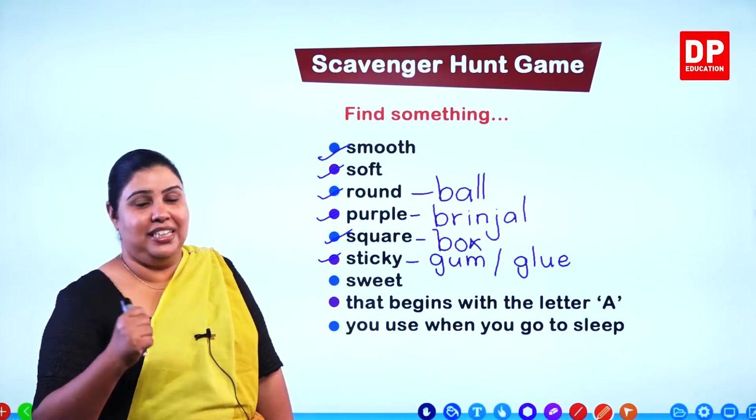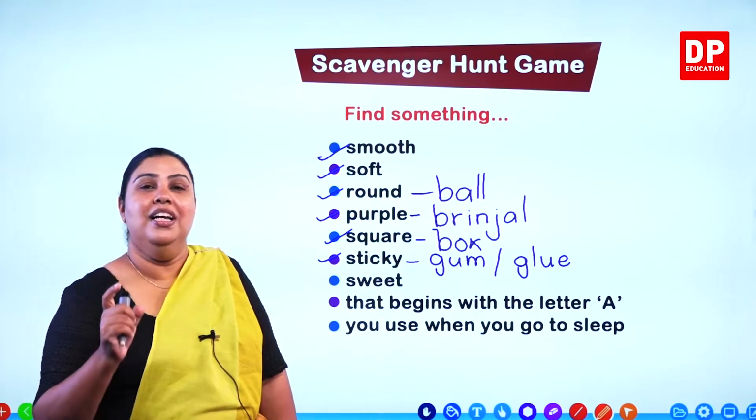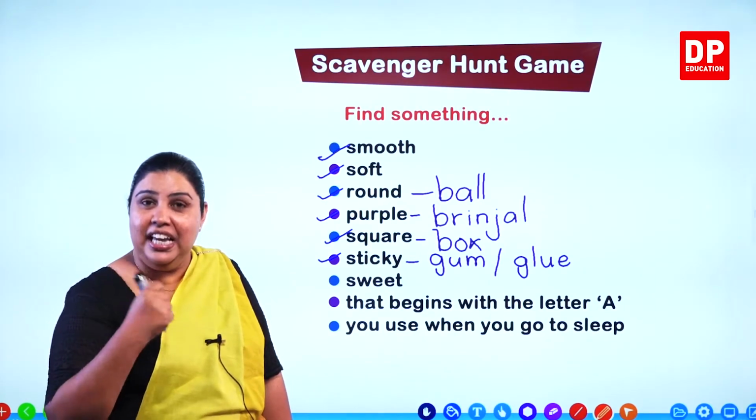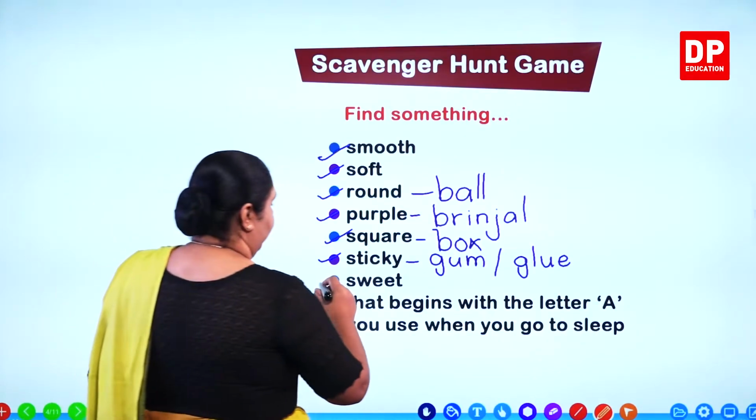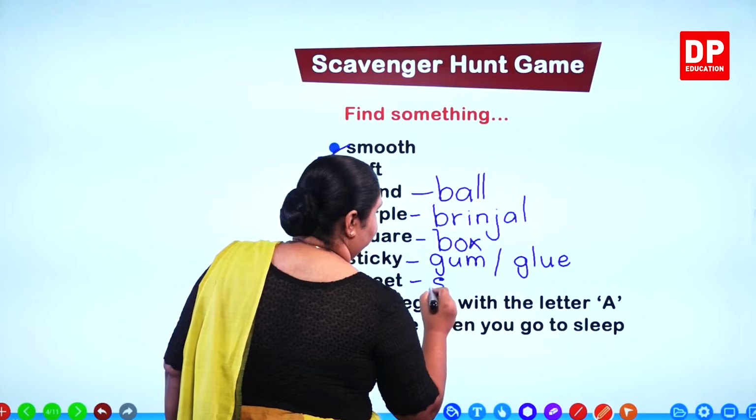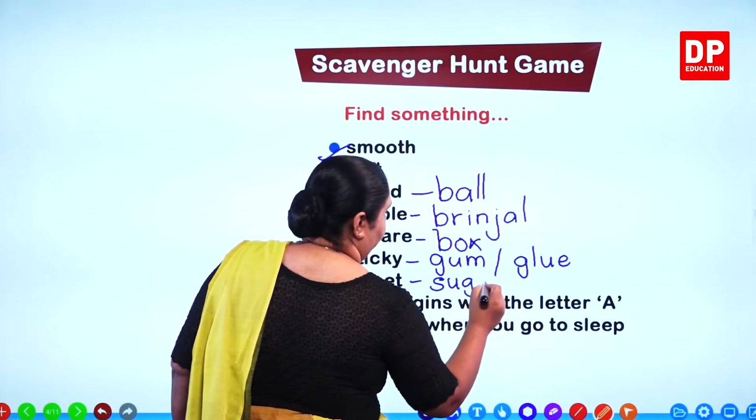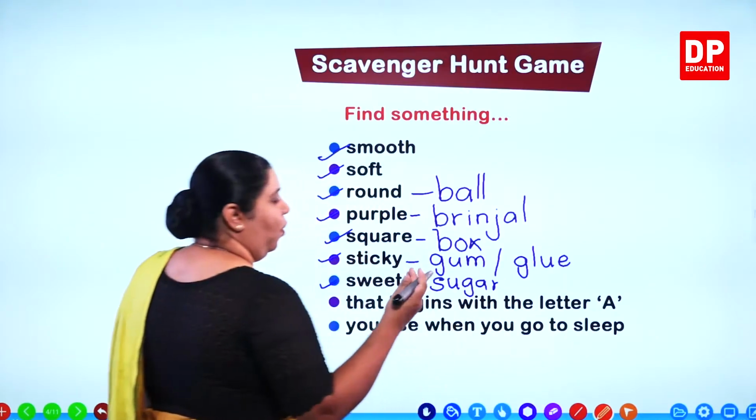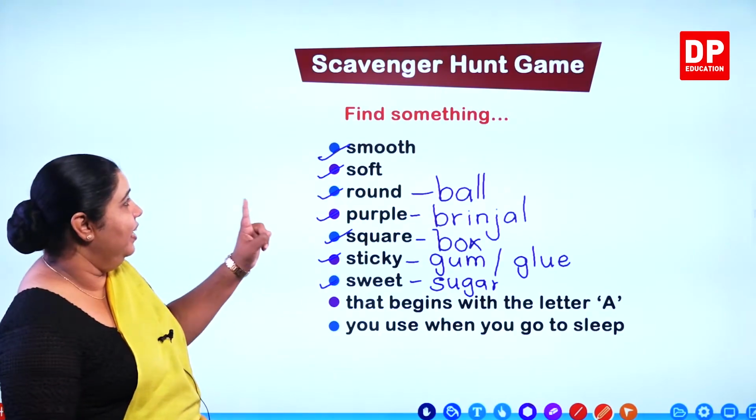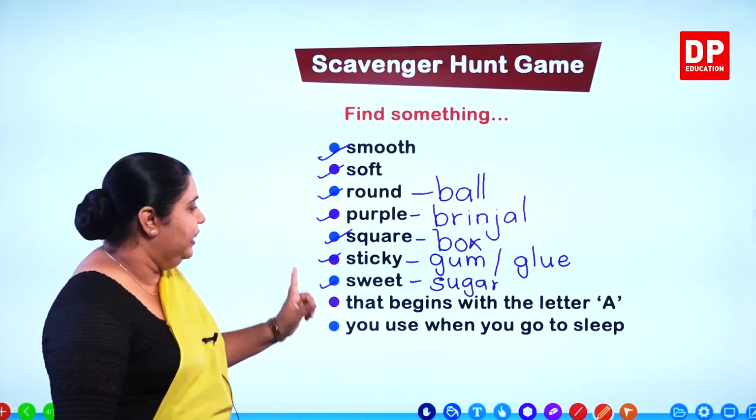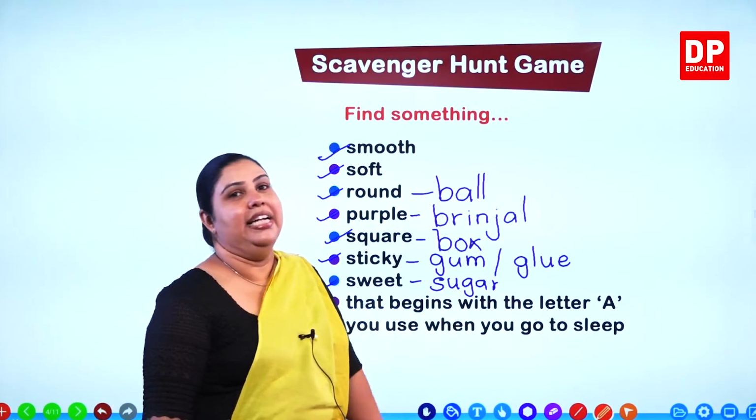You can bring a biscuit. Right? They are all sweet things. You can bring a piece of cake. Right? So that is something sweet. And maybe you can bring sugar, as I told you. Or a toffee or anything that you like. That is sweet. Okay. Then find something that begins with the letter A.